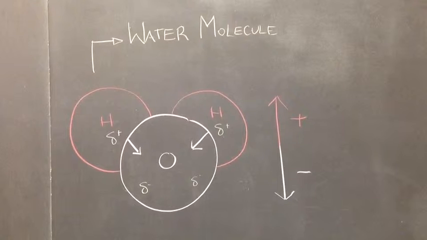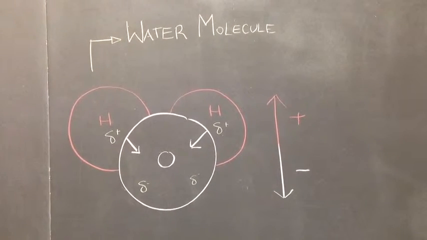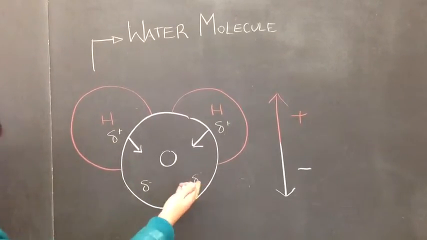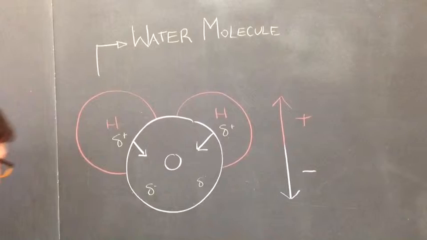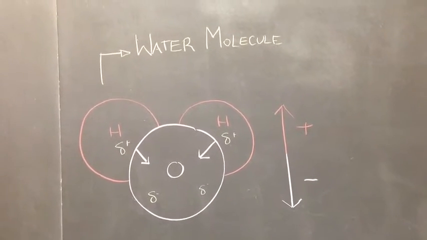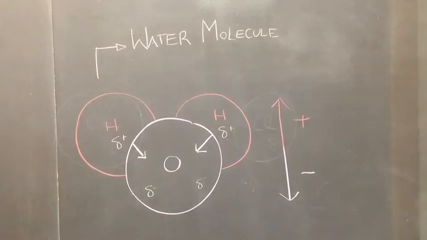A dipole is created. So what does this mean? That there's a separation between the positive and negative charges. This illustrates the positive charge and the negative charge in the molecule. So essentially you just have to think of magnets, and this is what a dipole-dipole is.